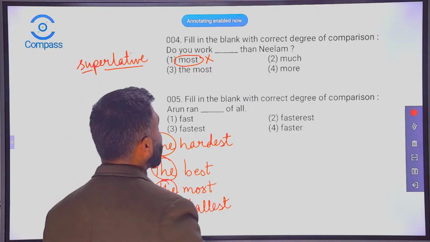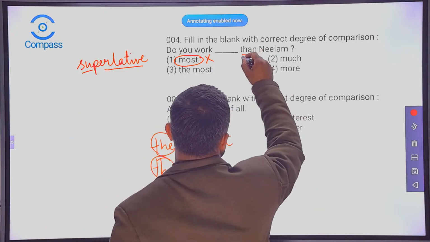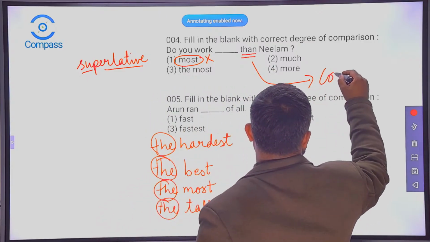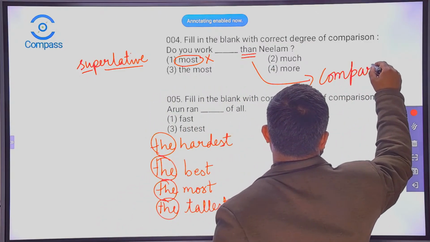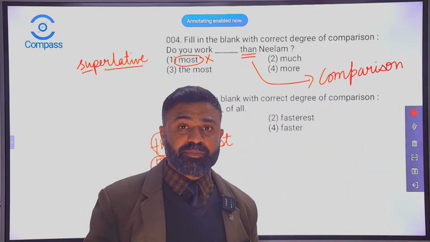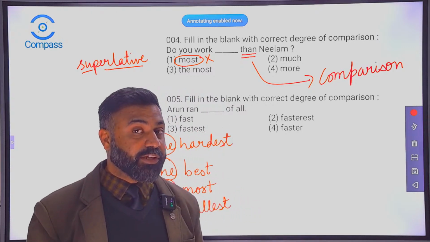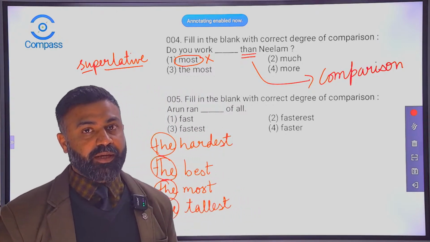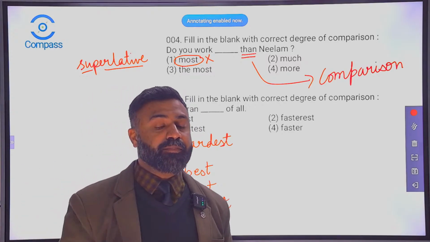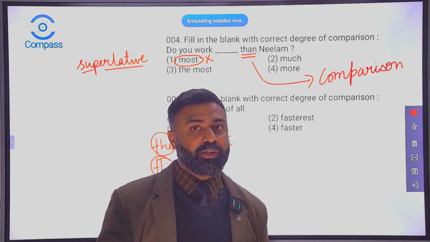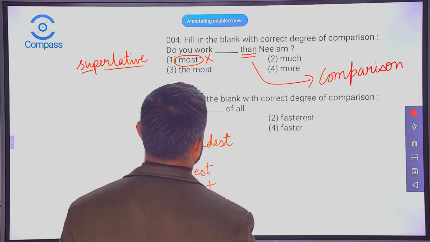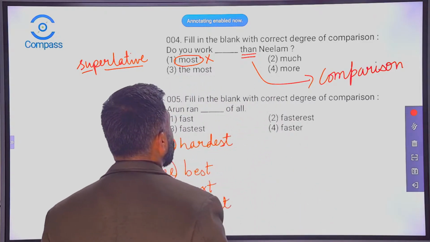Okay. Another thing that I want you to understand is here we see than. Now it shows comparison, right? Which brings me to this conclusion that comparative degree is going to be used. Okay, so tall, taller, tallest. So taller is the comparative degree, tallest superlative, and tall is the positive degree. So let's come back. Okay, so what do you think? Much? Do you work much than Neelam?